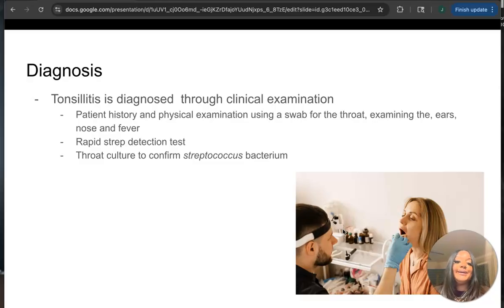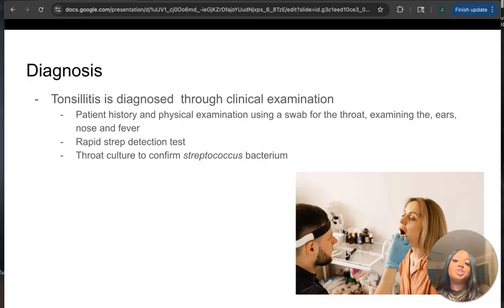It'll look like a cotton swab for your ear, but it's really long. I'm sure you guys saw it through COVID. So yeah, they'll do a physical examination using a swab for your throat. They'll examine your ear and your nose and check if you have a fever. Those are also indications that you may have tonsillitis, that you may have detected this bacteria.